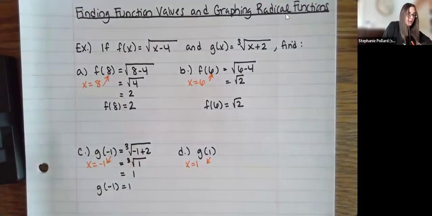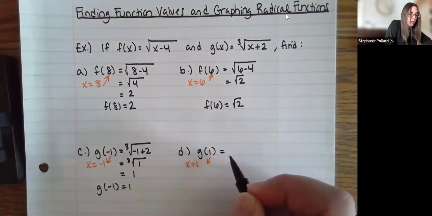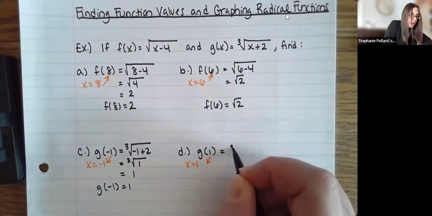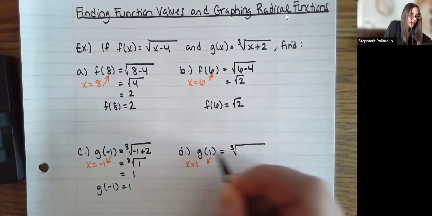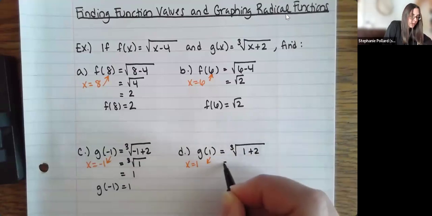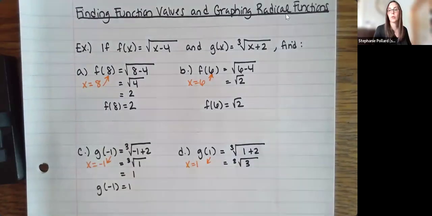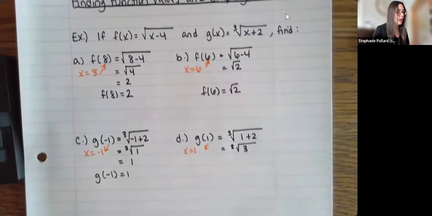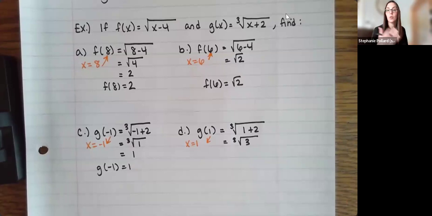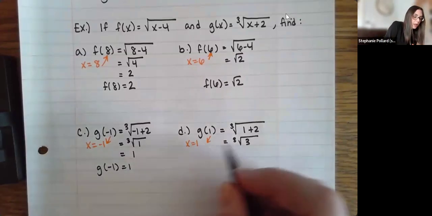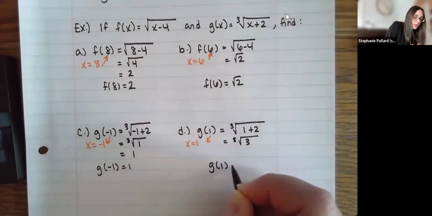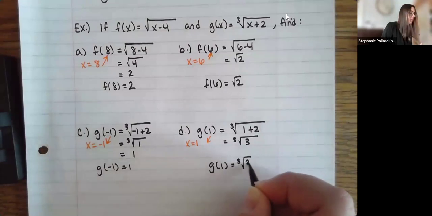In my last example here, for g of 1, again, I go to my g function. I replace the x with 1 this time. 1 plus 2 is just 3. I can't do anything with the cube root of 3. There's no way for me to break that down. So if you wanted an approximation, you could use a calculator here. So g of 1 is equal to the cube root of 3.